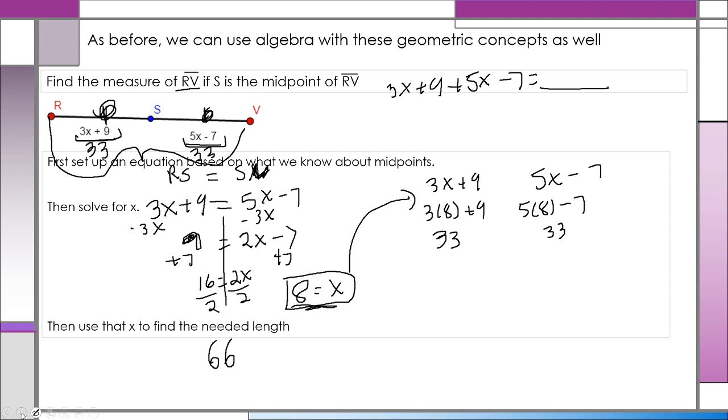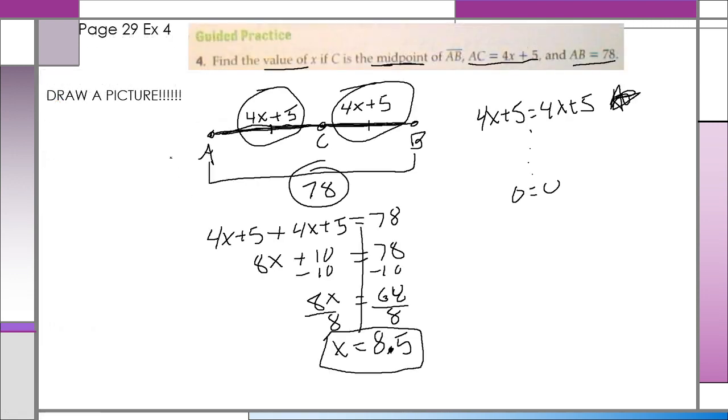So again, look at the information you have and decide which route is better. This route where you set them equal to each other, or this route where you have a number that you can add them together to get. In this case, 78 would be that number.